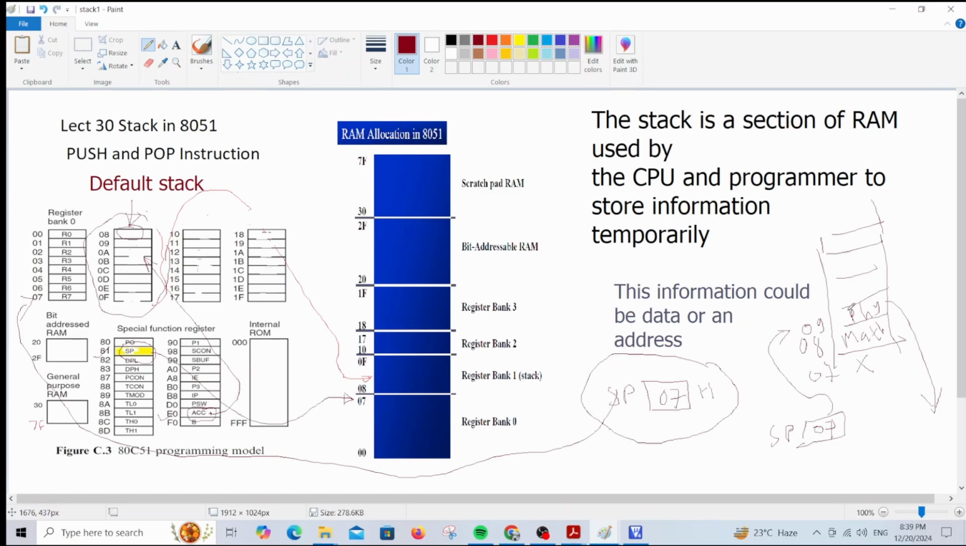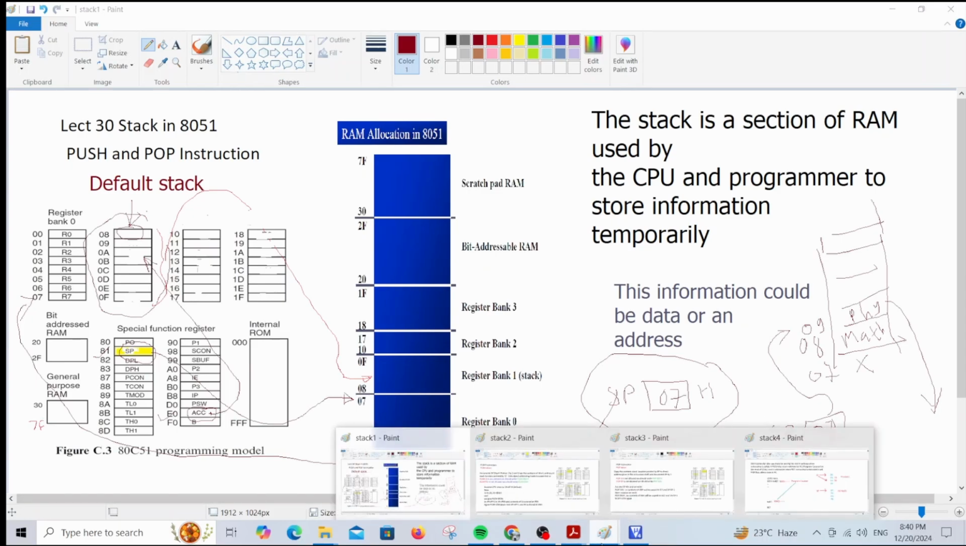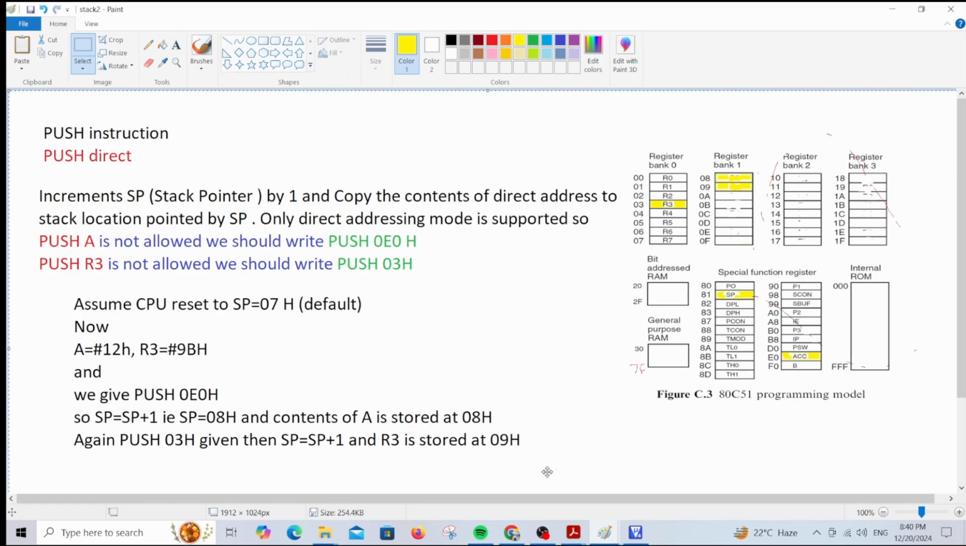This same concept you will find in data structures, maybe data structures using C or using Java, where you will find stacks and queues. Actually, all these concepts have their origin from assembly language or microcontrollers. Anyway, now we'll go to one more slide where we'll discuss the push instruction. I already discussed that push is the way we can use the stack memory for temporary storage.